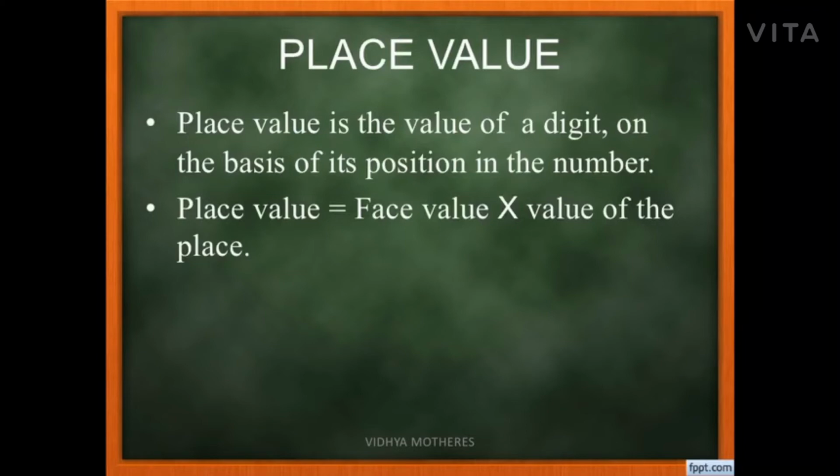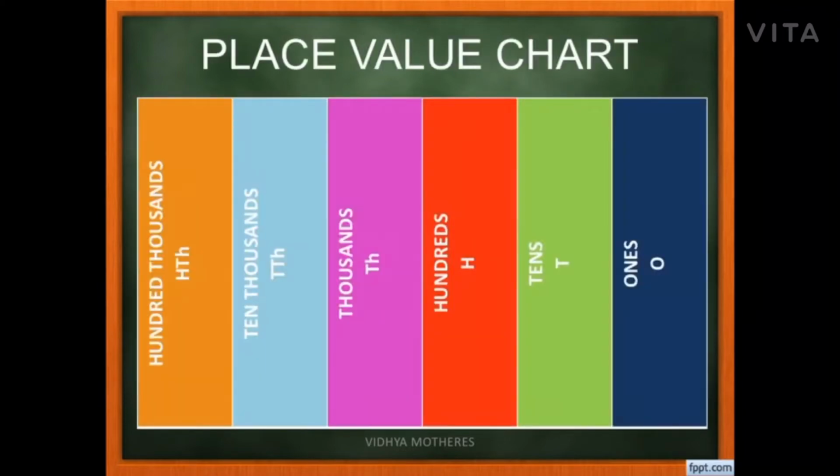To know this, let's have a look at the place value chart. We always read the place value chart from right to left. So what's towards our right? The ones place. Ones denoted by O, tens denoted by T, hundreds denoted by H, thousands denoted by TH, 10,000s denoted by TTH, 100,000s denoted by HTH. This is not the end. The place value chart still continues with values such as million, 10 millions, 100 millions, etc.